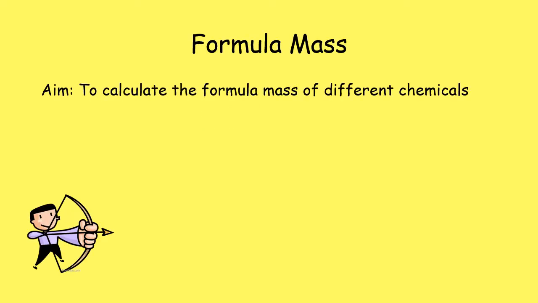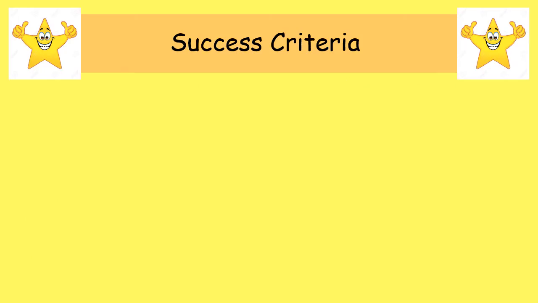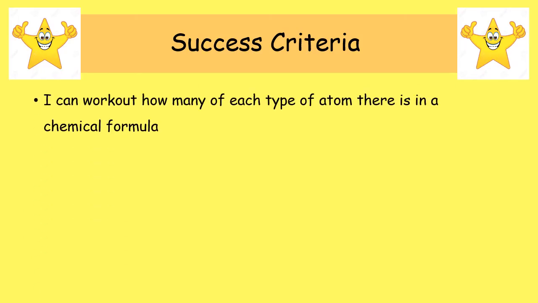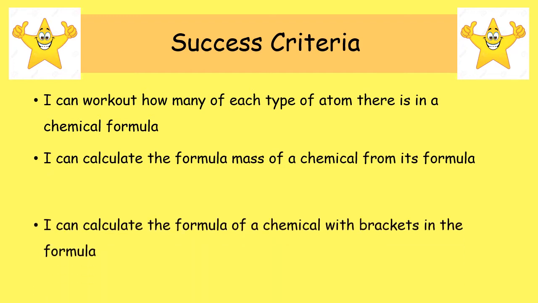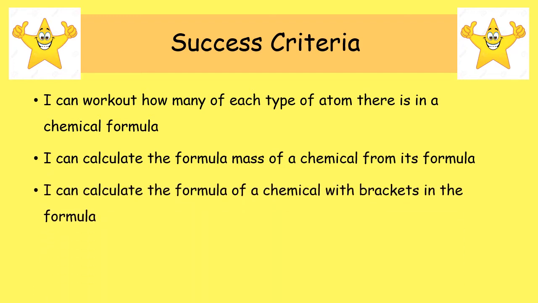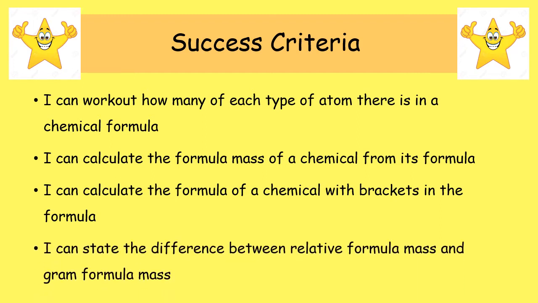So our aim is to calculate the formula mass of different chemicals. In terms of success criteria, we want you to be able to work out how many of each type of atom there is in a chemical formula, calculate the formula mass of a chemical from its formula, and calculate the formula of a chemical with brackets in its formula. And also be able to state the difference between a relative formula mass and a gram formula mass.